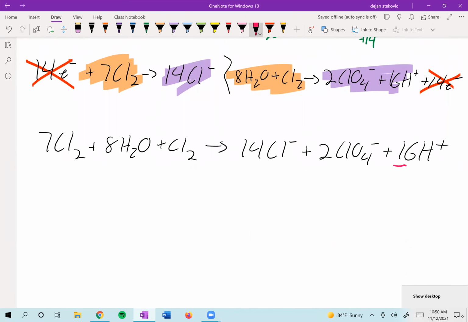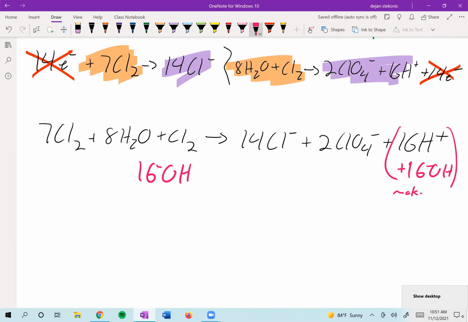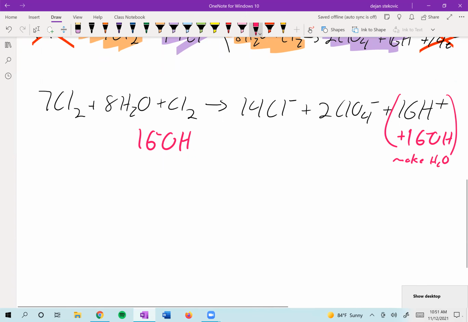So we see we have H pluses here. We have 16 of them, so we have to add 16 hydroxides. However, when we do that, we would unbalance our equation, so we have to add 16 hydroxides on this side as well. And then H plus and hydroxides form to make water. So we can rewrite our equation.